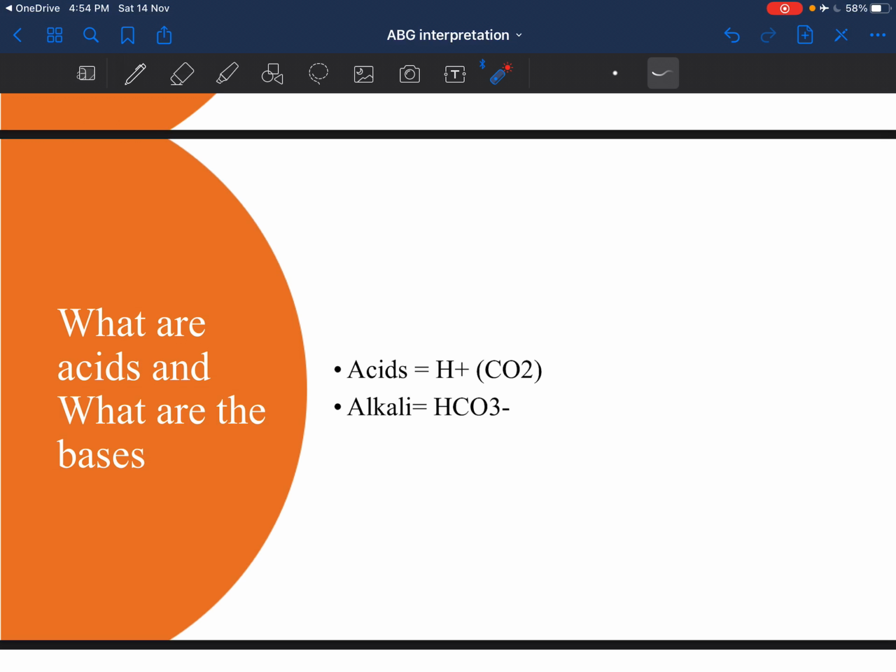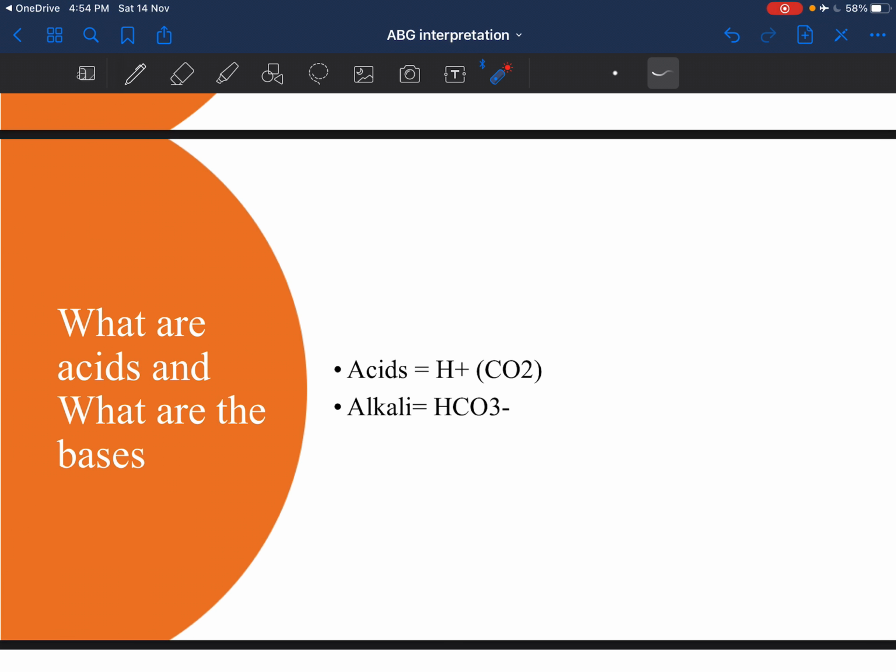So anything that increases your hydrogen ion concentration results in acidosis. Anything that decreases the alkali results in acidosis. Correct? Simple, isn't it? Anything that increases acid should cause acidosis. Anything that decreases acid should cause alkalosis. Why have I put this carbon dioxide in bracket?